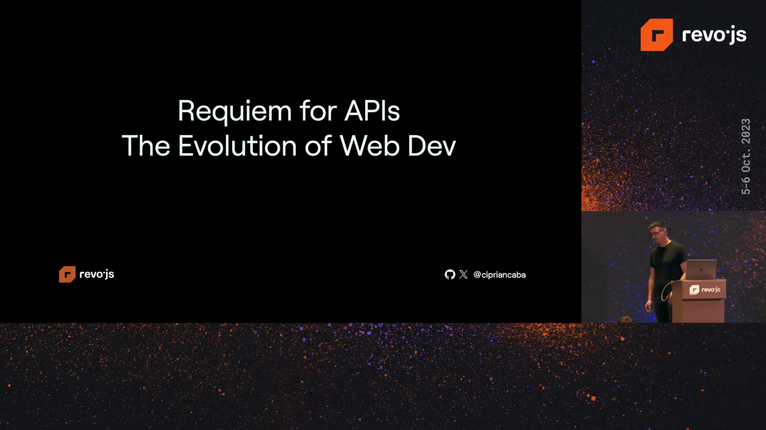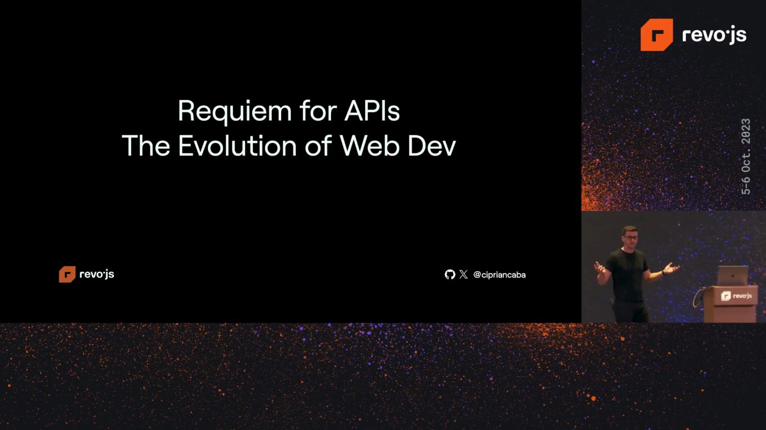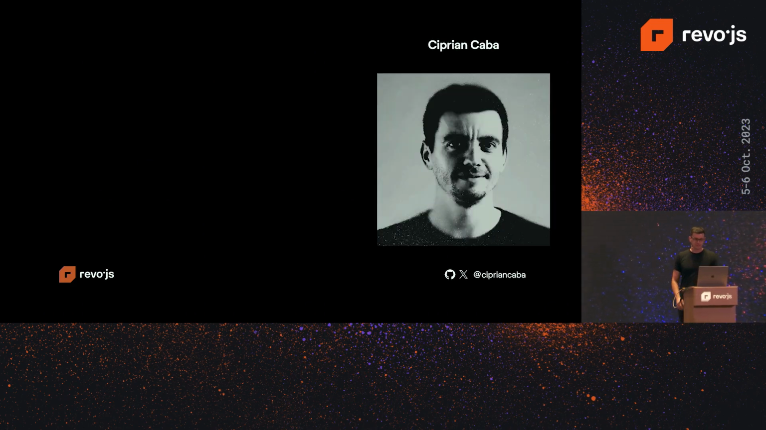Now that we've all established that I'm an alcoholic, I hope that we have all lowered the expectations for the talk. So, my name is Ciprian Caba. I'm currently unemployed, and I'm going to talk to you about JavaScript.